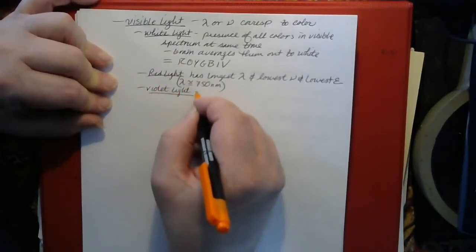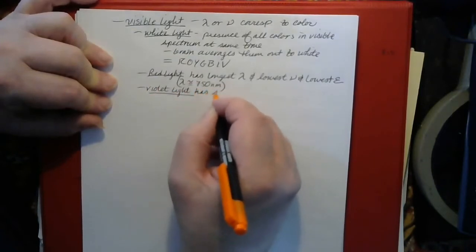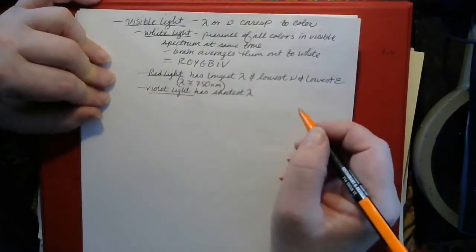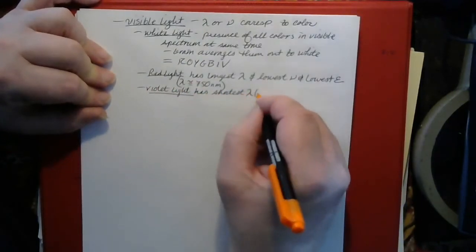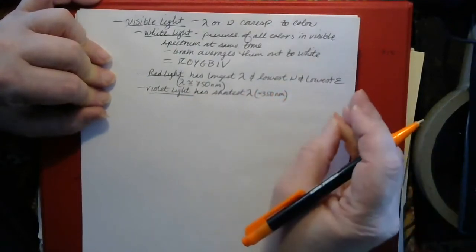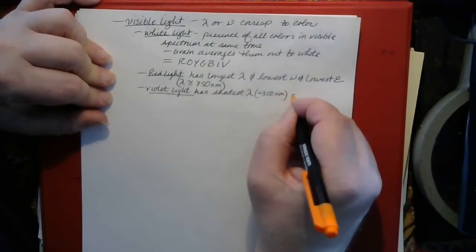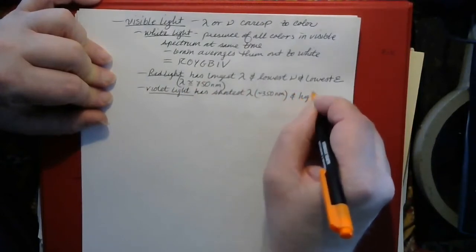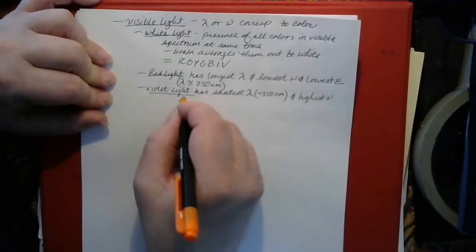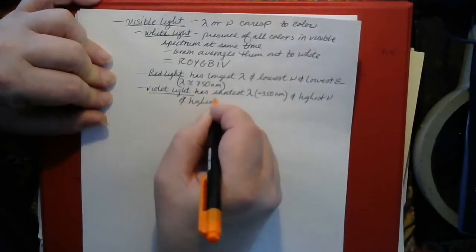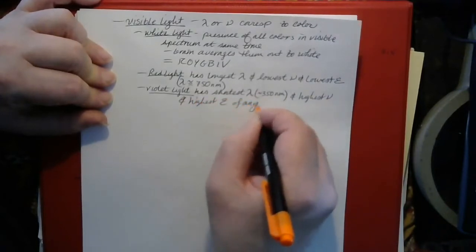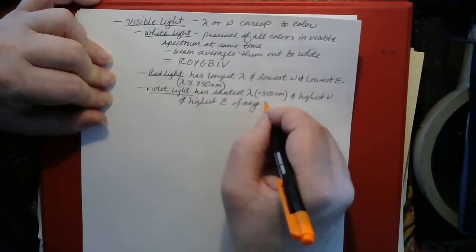Violet light, on the other hand, has the shortest wavelength of any visible light, about 350 nanometers, and also the highest frequency and the highest energy of any visible light.